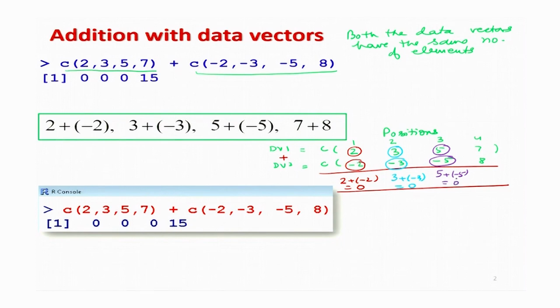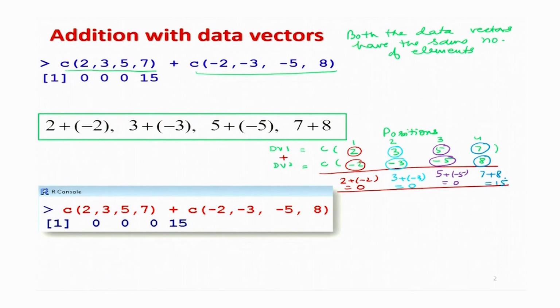And finally this operation will move further, and it will come to the fourth value in the data vector 1 and the fourth value in the data vector 2, and whatever is the operation that is going to be done, 7 plus 8. So this will become here 15.